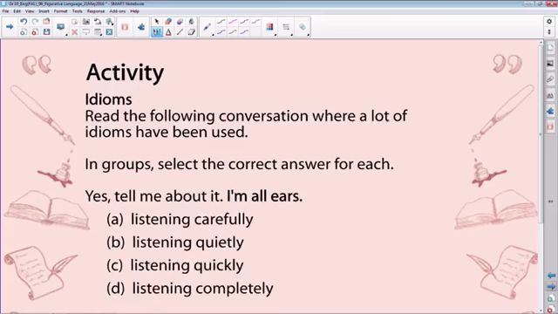Then, what did you select for the next? It's, yes, tell me about it. "I'm all ears." All right, so it's listening carefully, listening quietly, listening quickly, or listening completely. And I'm thinking it could in fact be both A and D. Listening very carefully, I'm all ears, and listening completely. So it could actually be A and D. "I'm all ears" doesn't literally mean I've got ears everywhere. It means that I'm absolutely paying attention to what you're saying.